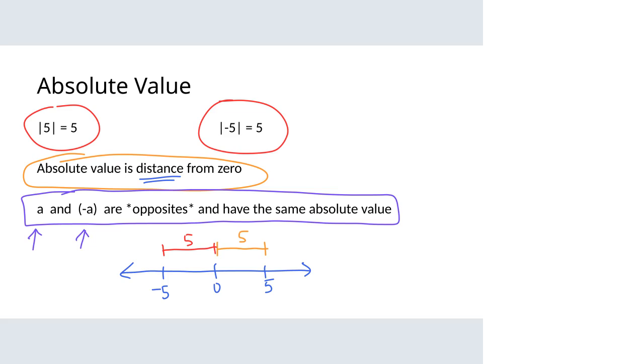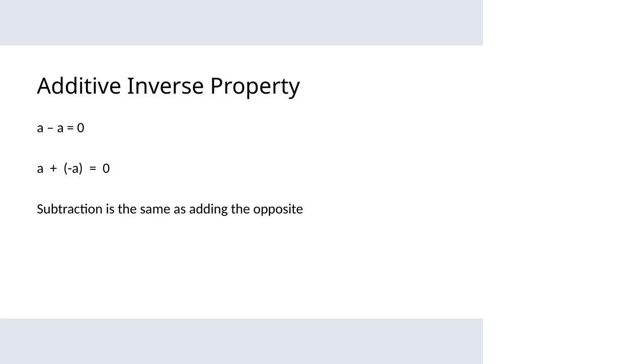So there's some terminology there that's really important for us. I don't think it's complicated. It's just really important that absolute value is distance from 0, and a and -a would be considered opposites of each other. They have the same absolute value. Where are you going with this? You might be wondering. And where I'm going is to something called the additive inverse property.